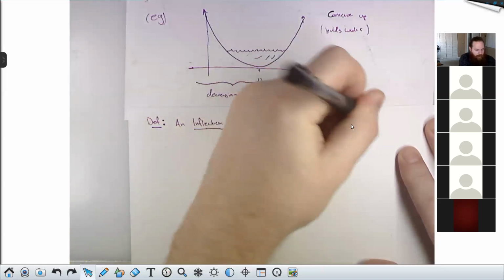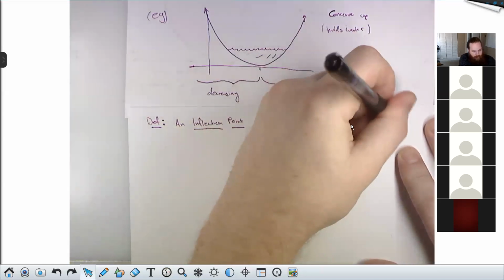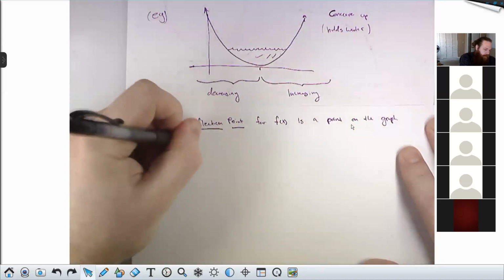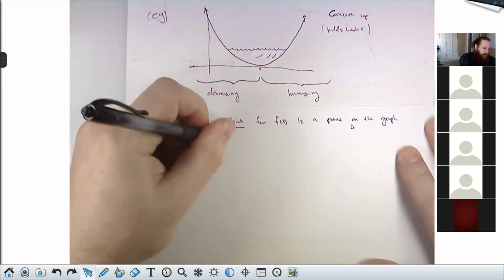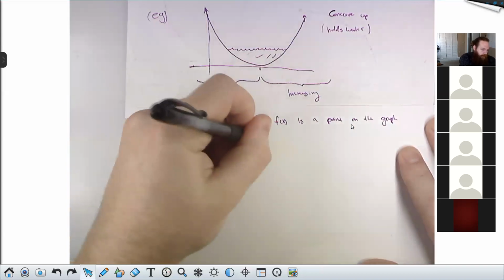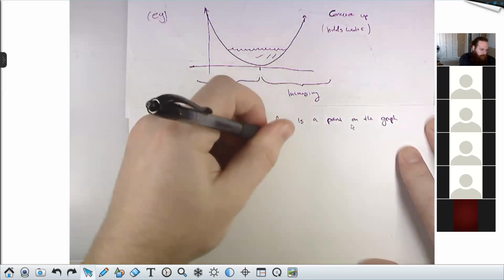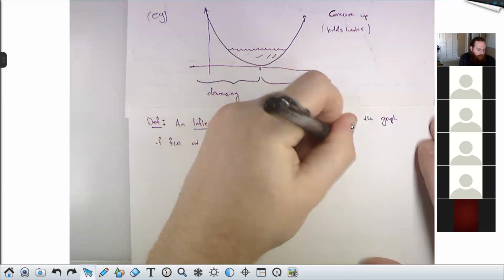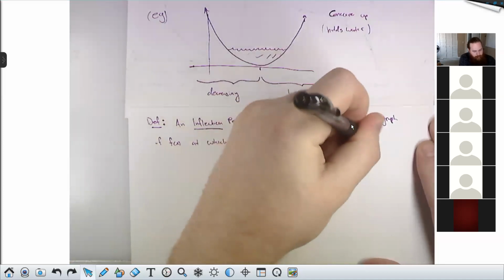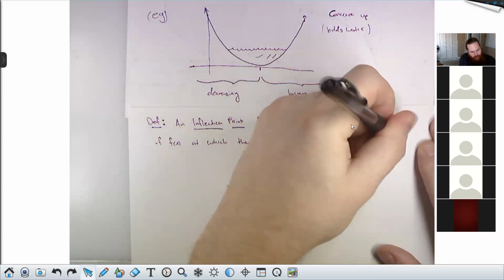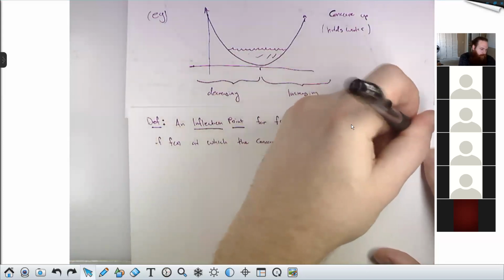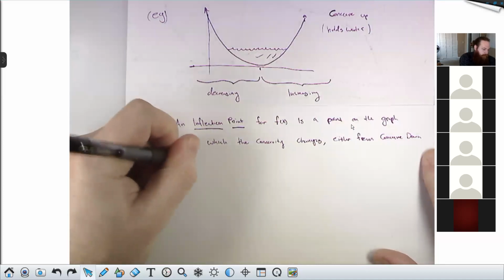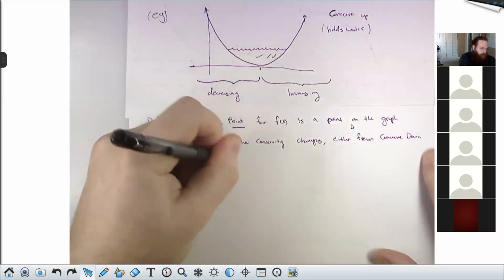An inflection point is a point on the graph of f of x at which the concavity changes, either from concave down to concave up, or vice versa.